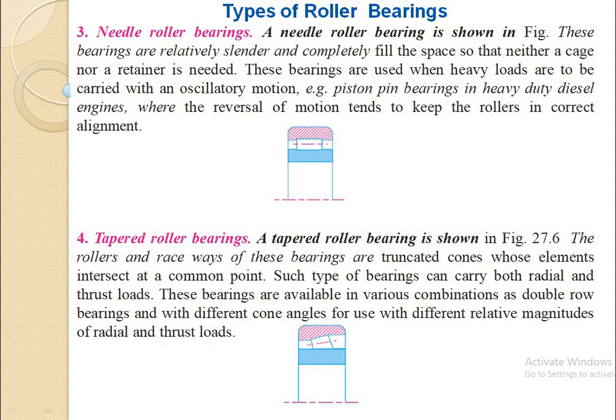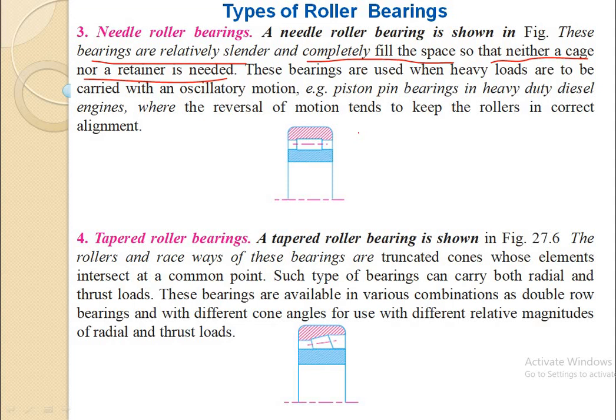The next type of roller bearing is the needle roller bearing. These bearings are relatively slender and completely fill the space so that neither a cage nor retainer is needed. So in between the inner and outer race, these bearings can easily be incorporated, or these bearings can fill the space in between the inner and outer race. So there is no need of a cage or retainers to keep them in a particular position.